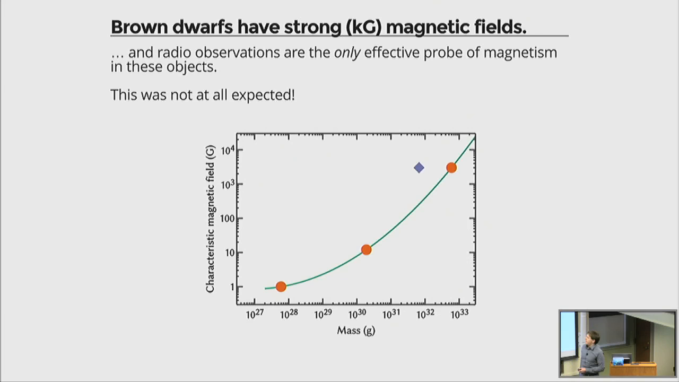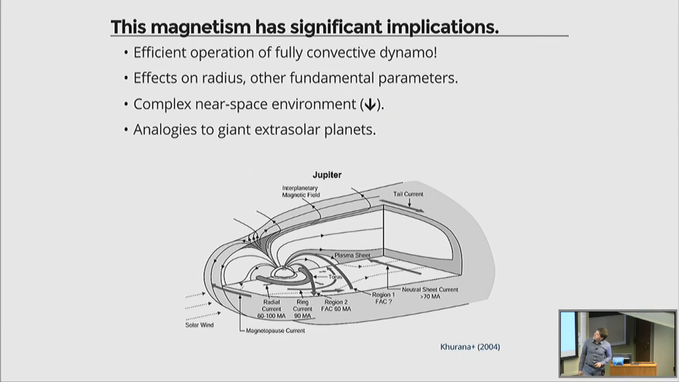And I think if you had asked theorists, say, 15, 20 years ago, what sort of magnetic field would you expect from a brown dwarf, they probably would have said, yeah, 100 gauss, I don't know. We actually get something a lot bigger than that.